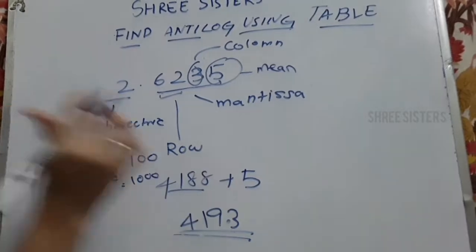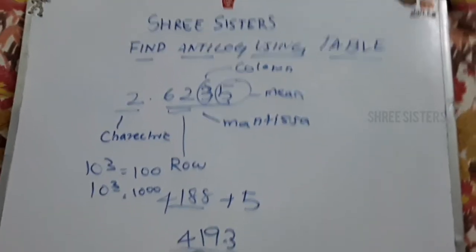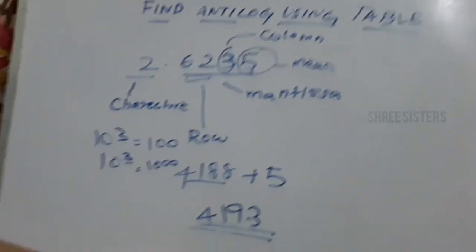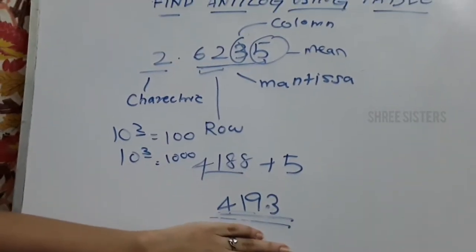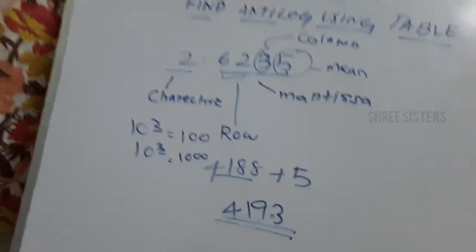So the answer for this one is 419.3, where the characteristic part is this and the mantissa part is this. It doesn't have characteristic and mantissa because it's a question itself. So this is how you have to find the anti-logarithm using the anti-log table.